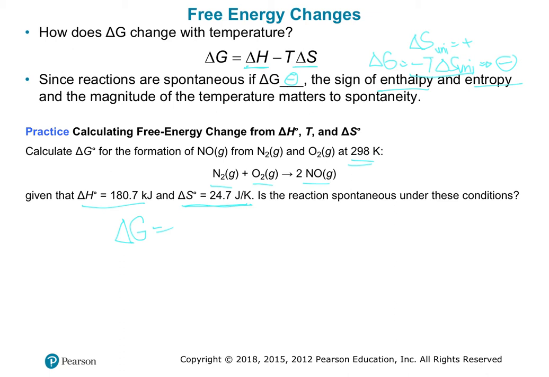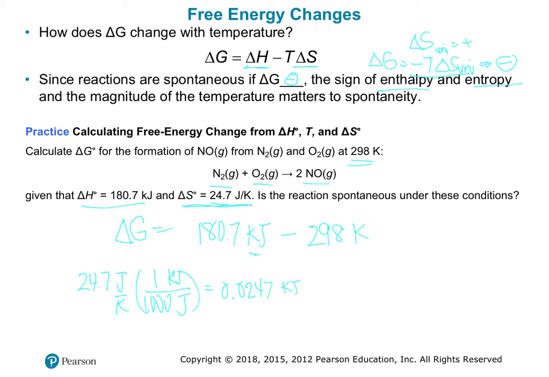So I'm going to do 180.7 kilojoules minus the temperature, which is 298 Kelvin. Notice the entropy is in joules per Kelvin, so we want to get it into the same units. Gibbs energy is generally measured in kilojoules, so I'm going to take my 24.7 joules per Kelvin and convert it into kilojoules. I have 1,000 joules in 1 kilojoule, so that means my entropy is 0.0247 kilojoules per Kelvin. So I'll plug that in here.